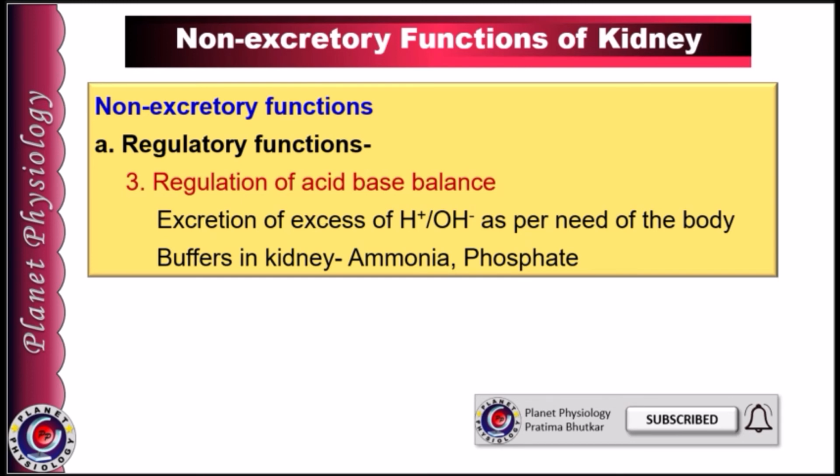Kidneys also play an important role in regulation of acid-base balance or maintaining pH of the body fluids. They excrete either excess of hydrogen ions or hydroxyl ions as per the requirement of the body to maintain normal pH of the body fluids, which is 7.4. Renal tubular cells also have ammonia and phosphate buffer systems which help to excrete required quantities of hydrogen ions without much decrease in urine pH.